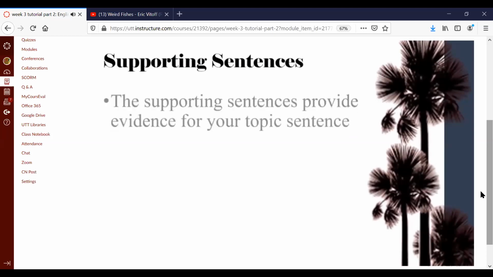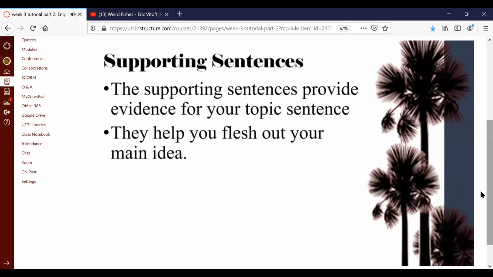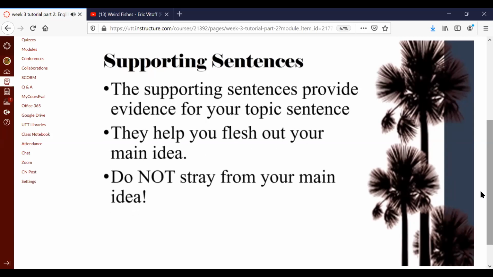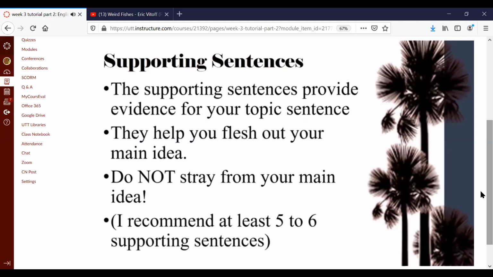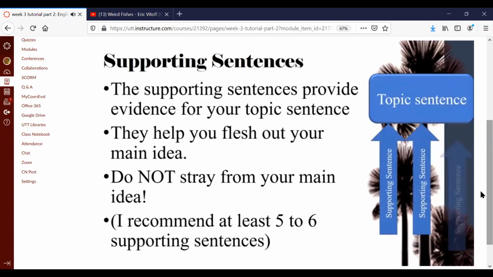Now the supporting sentences. The supporting sentences provide evidence for your topic sentence. They help you flesh out the main idea. Do not stray from your main idea. I often recommend at least 5 to 6 supporting sentences so that your paragraph would have about 8 sentences altogether. Minimum.